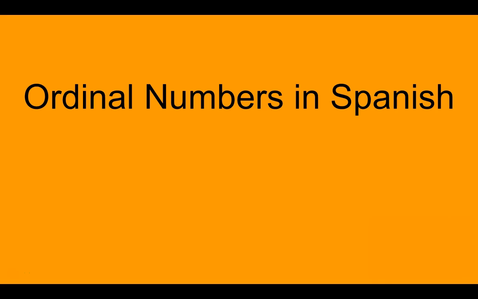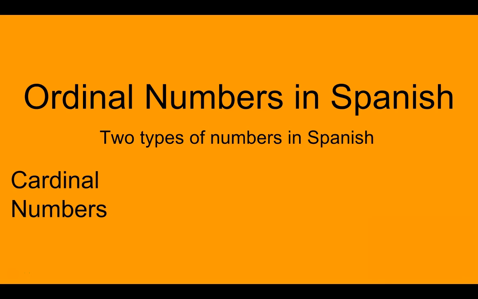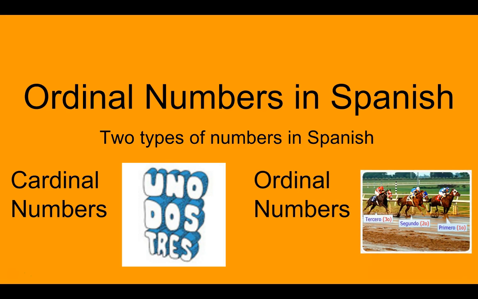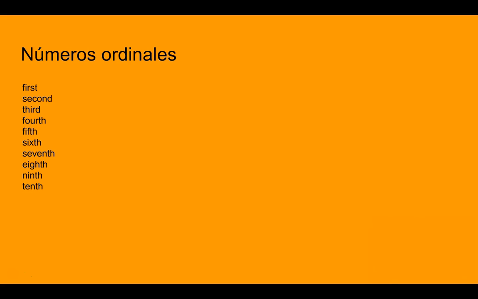In Spanish and English, there are two types of numbers. There are cardinal numbers. The cardinal numbers in Spanish are uno, dos, tres, cuatro, cinco. And there are ordinal numbers. In English, the ordinal numbers are first, second, third. In Spanish, primero, segundo, tercero. So let's first talk about what they actually are and then some little tricks to use them.